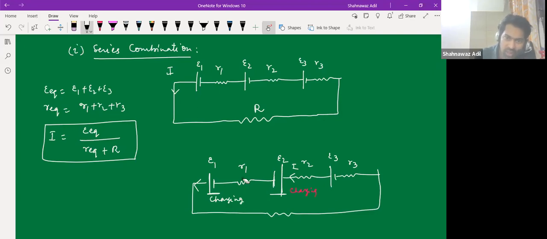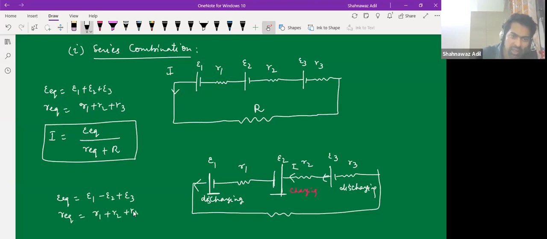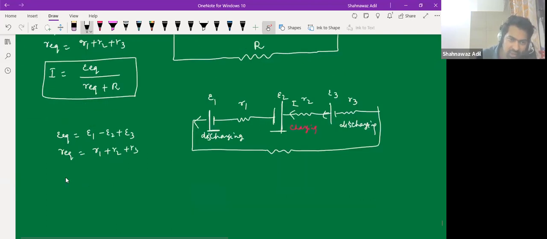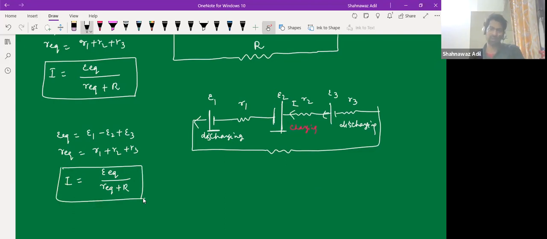So this is discharging, this is charging, and this is discharging. Then E equivalent would be E1 minus E2 plus E3. And R equivalent would be simply the sum of all. The current, again, would be the same. We have to remember that current is always E equivalent divided by the total resistance. So this is the case of the series combination.